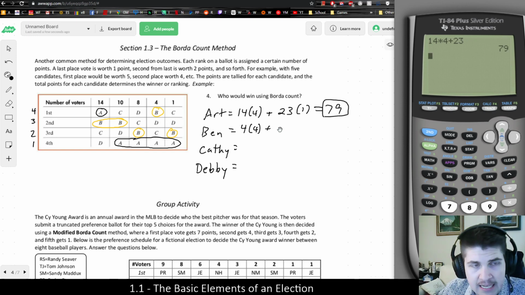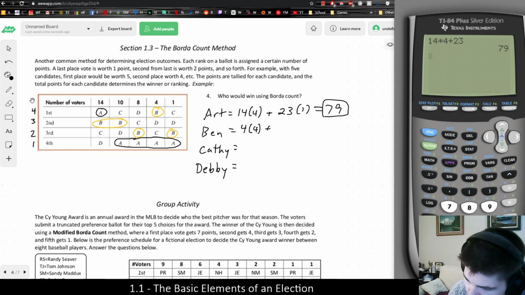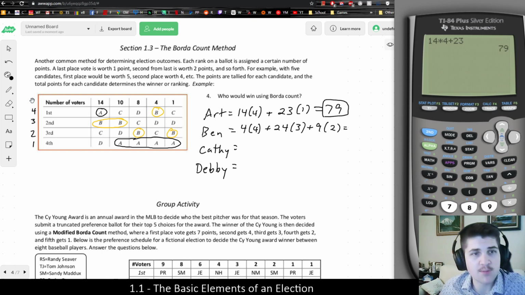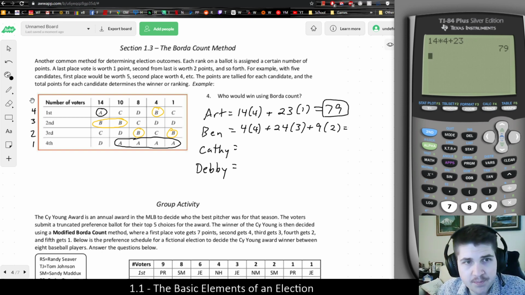So 4 times 4 is 16. But I can just say do this column times that. Then down here, this is 14 times 3 for the number of second place votes Ben had. And then Ben had 9 third place votes, each worth 2 points. And he didn't have any last place votes, so I can skip those if I want to. But that way I can look at them.